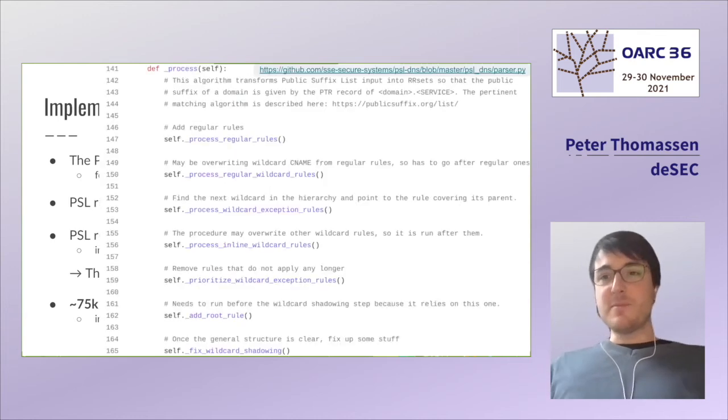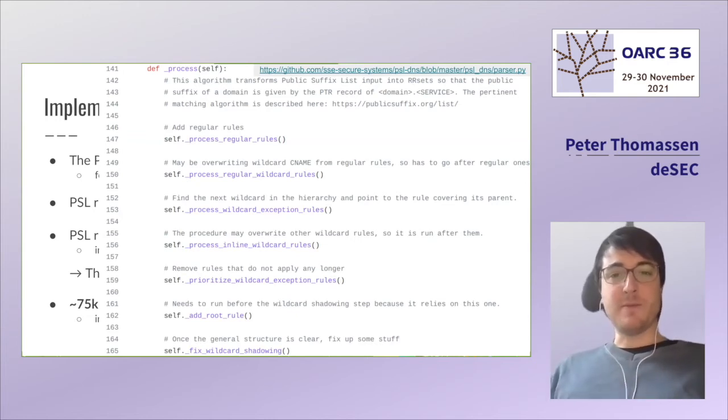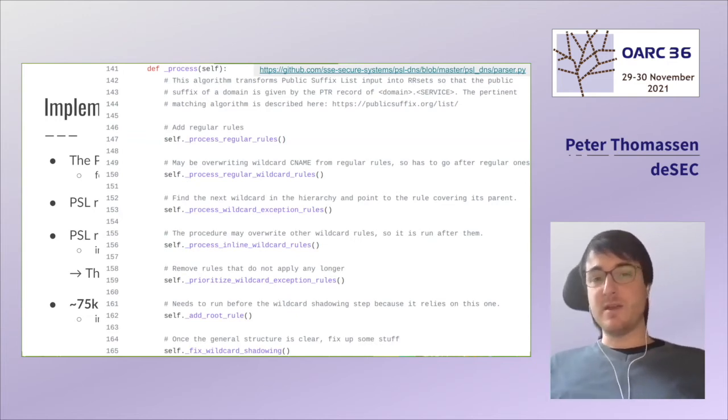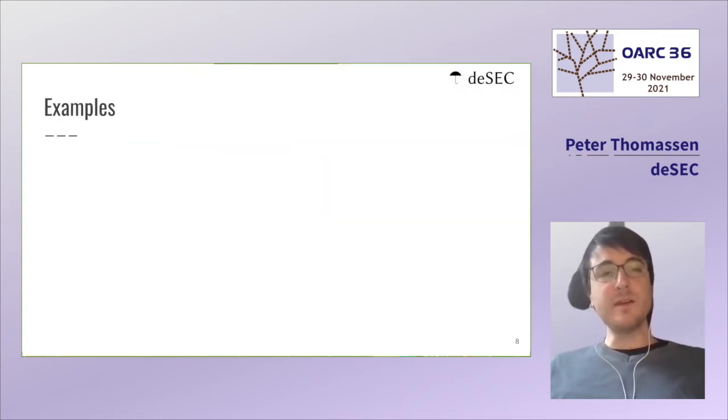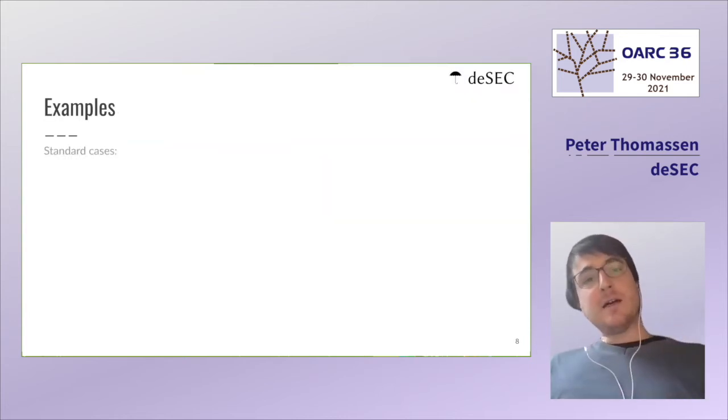Yeah, so this is a very quick screenshot of the code that does the central processing. It's just to illustrate how many steps there are, and essentially all of them correspond to one of the steps in the algorithm from publicsuffix.org. Here's a bunch of examples of how to do these lookups.